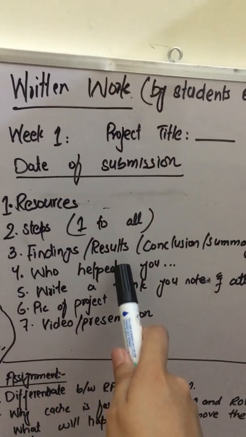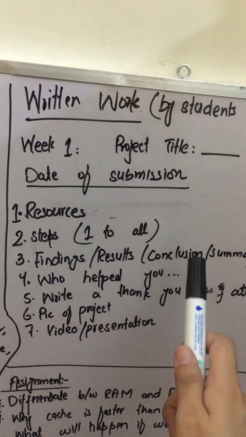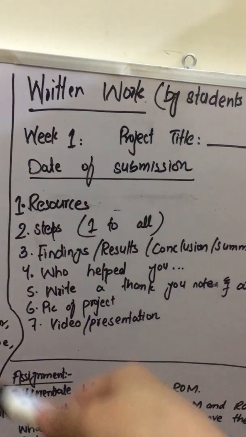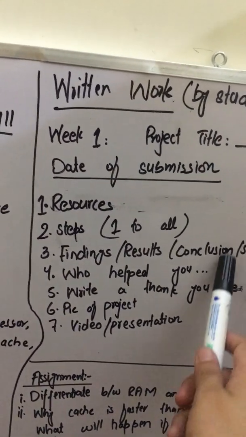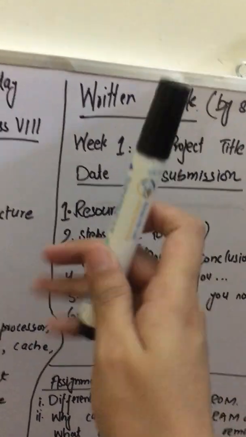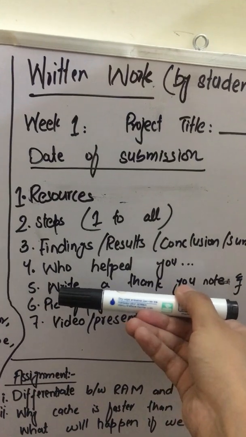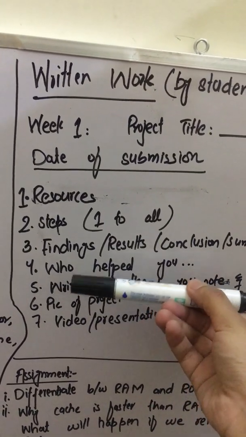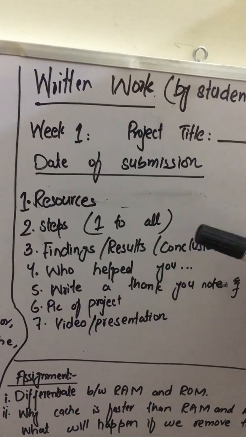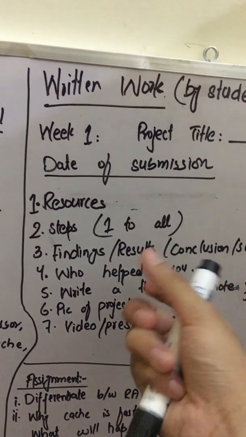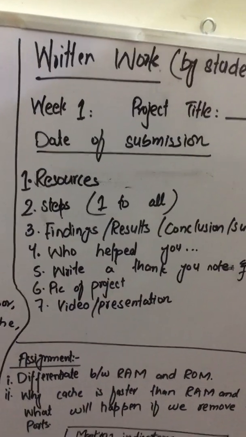The third thing you have to mention is your findings, your results, your conclusion, or the summary of the overall project. You can conclude your project. Conclusion or summary is more suitable for this project. Then the fourth thing that you have to mention in your project is who helped you. You have to mention your relationship and his or her name, just a name and the relation with that person.